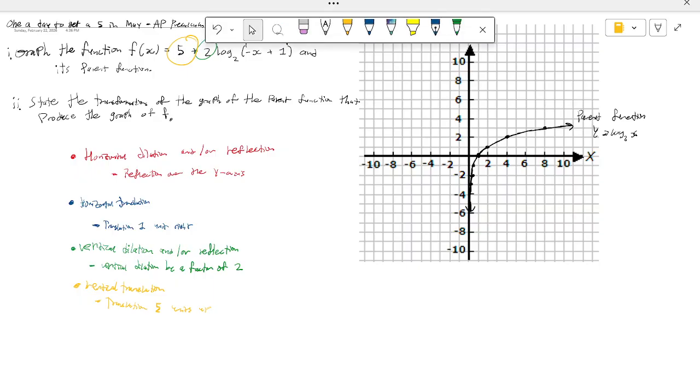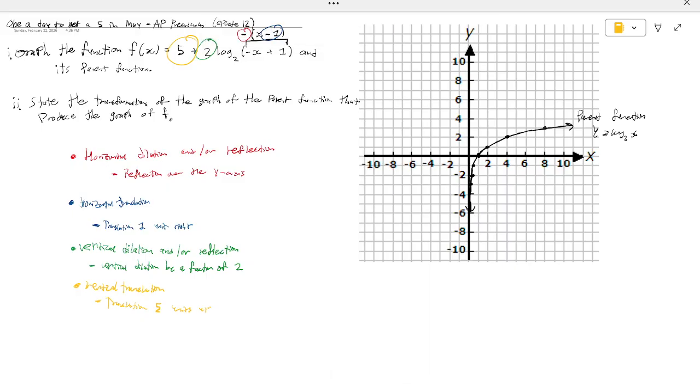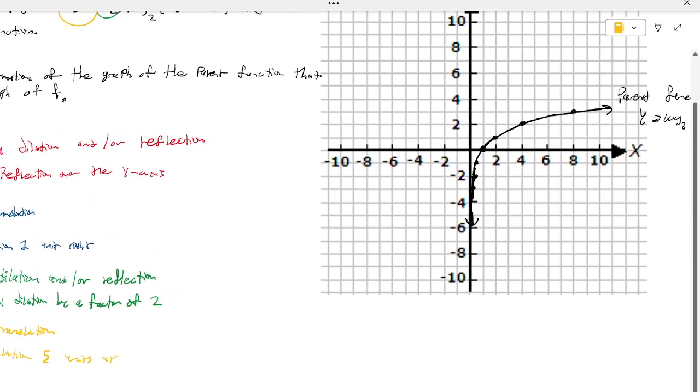Now, what I'm going to do is transformations of our parent function. I'm going to transform all of the points one at a time until we finally reach that final f of x, until we finally reach the function that we're trying to graph, and then we can graph it. Okay, so first let's reflect it over the y-axis.